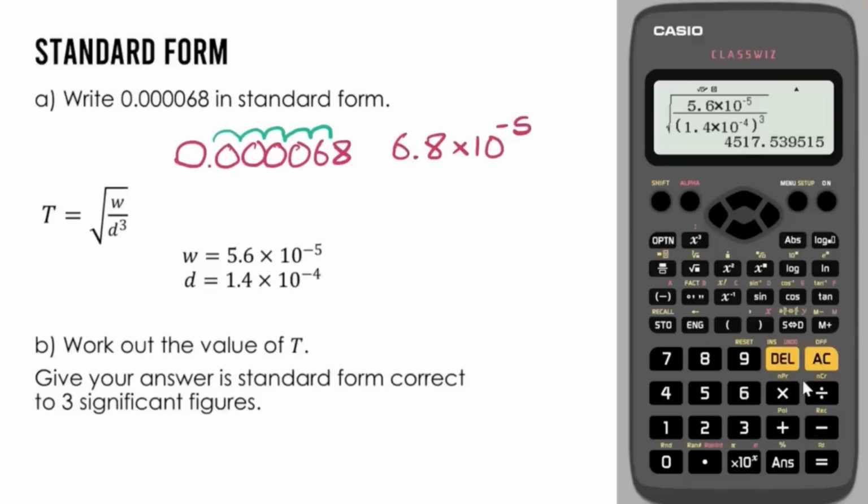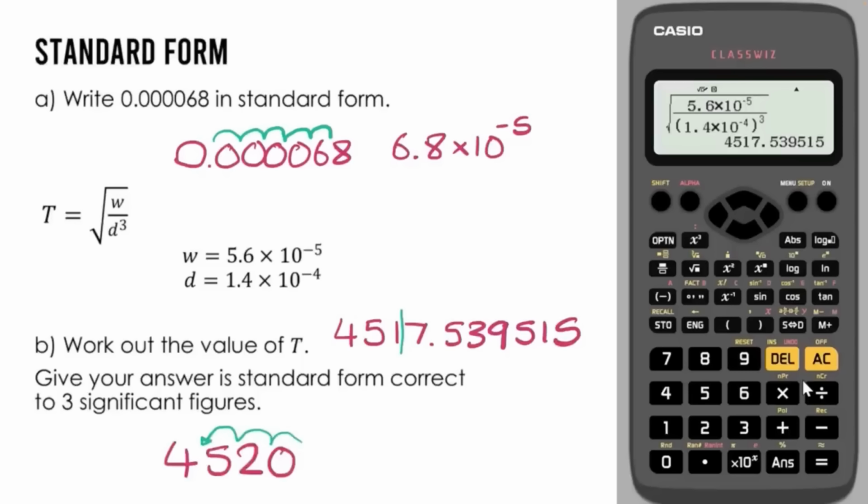It does want this to 3 significant figures, so we'll write that down, drop it after the third number, so that'd be 4,520. And then we need to hop the decimal back in 3 jumps to make it 4.52, and that'll be times 10 to the power of 3.